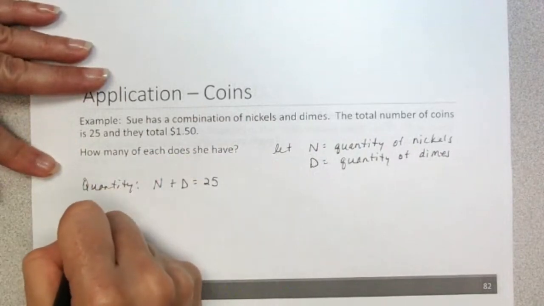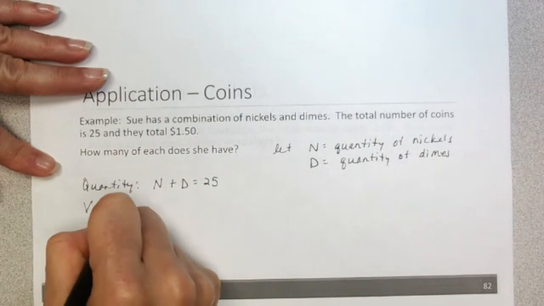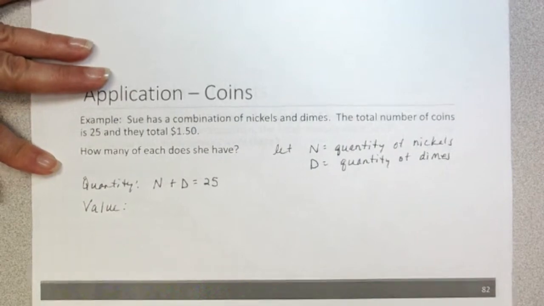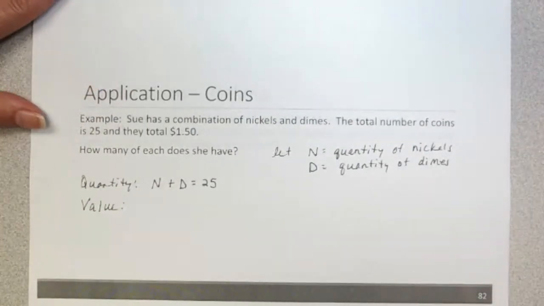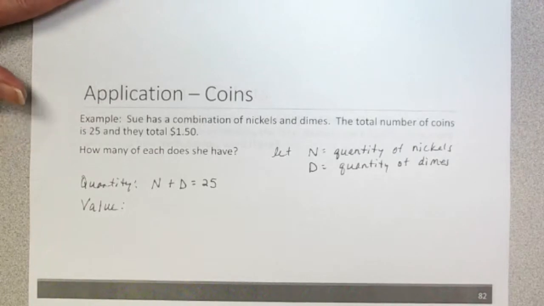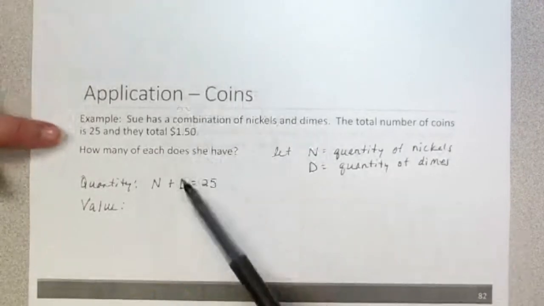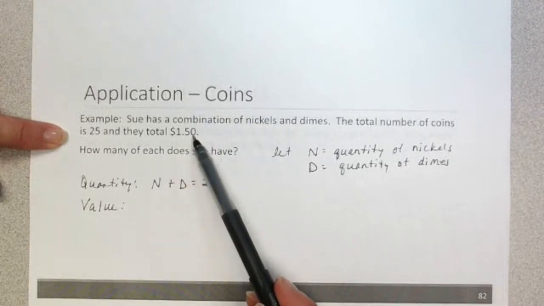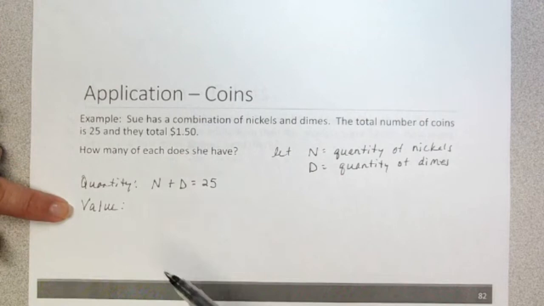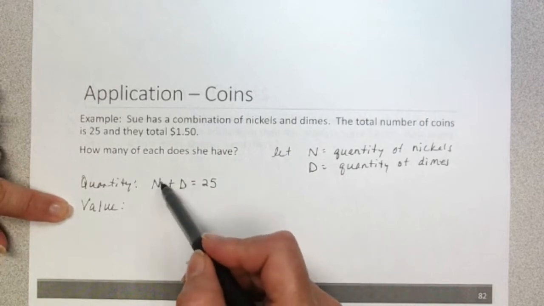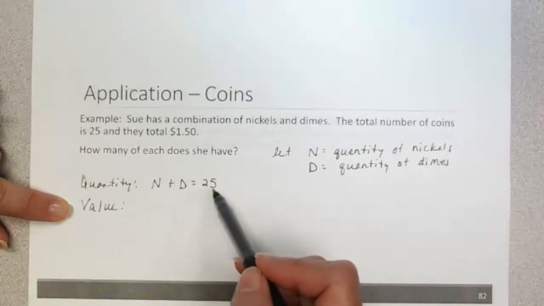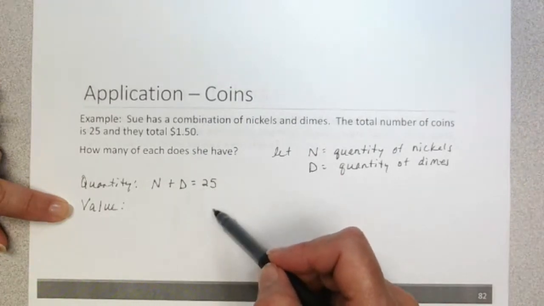Now let's see if I can write a value equation. Oftentimes the value equation will be represented by money, right? In this case, value is money. In this case, the value of these coins is $1.50. Okay, so I want to write a value equation. I want to write the value that nickels contribute plus the value that dimes contribute equals the total value.